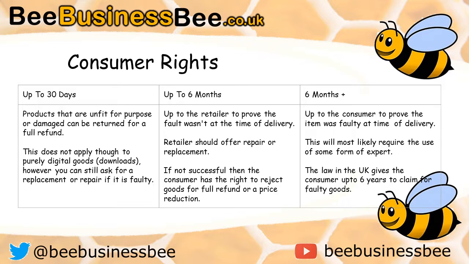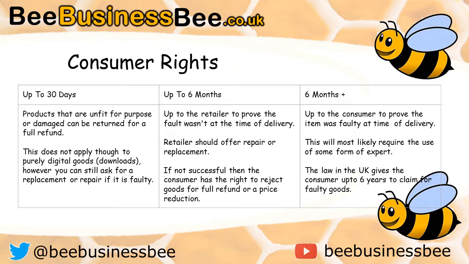The next time frame tends to be 6 months onwards. So after 6 months has gone, you, the consumer, have to prove that the item was going to be faulty at time of delivery. Of course, this is typically where you're going to now need the opinion of some form of expert.